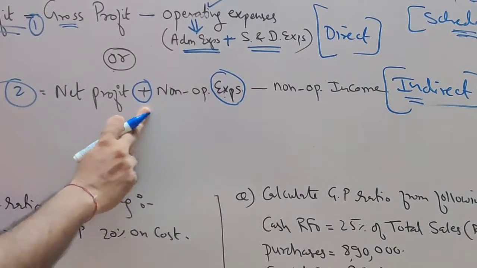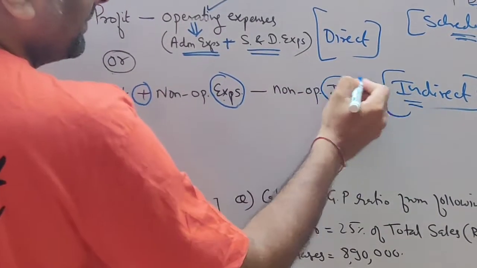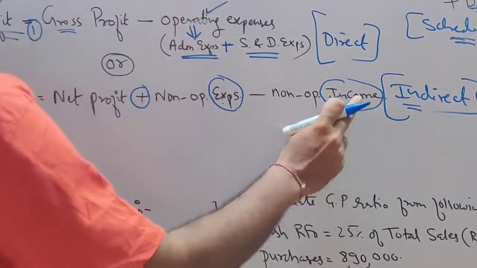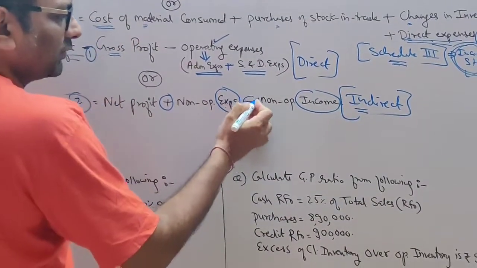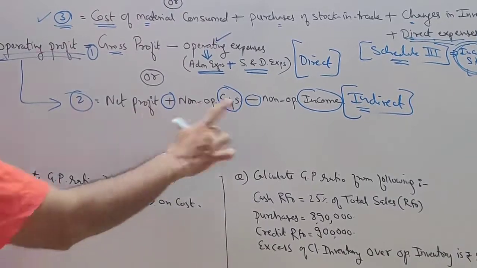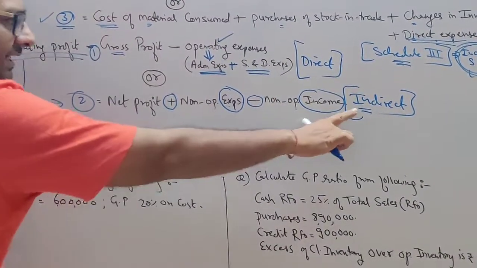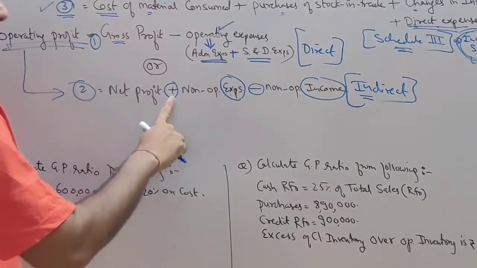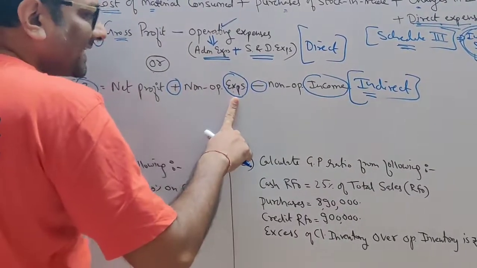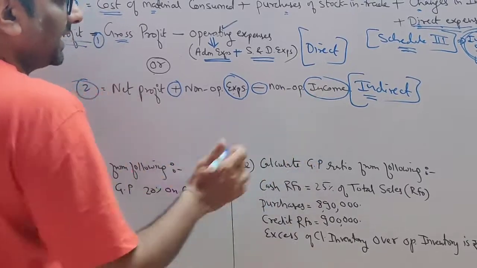You are adding it. Normally, what do you do with income? Income you add, but you are going indirect. So see what you are doing: minus. Be careful here, students. It's an indirect formula from net profit. To your net profit, you add non-operating expenses and minus non-operating income.